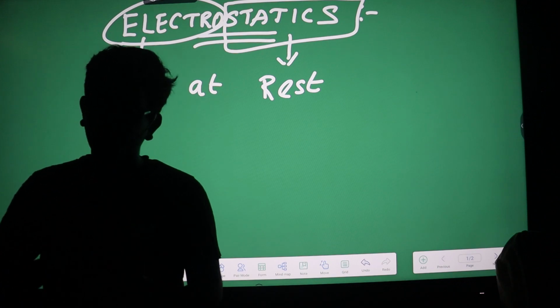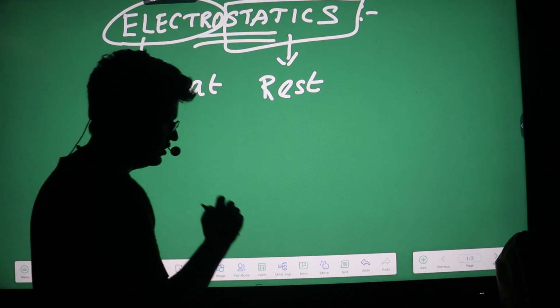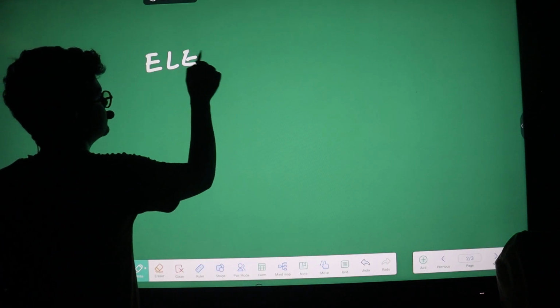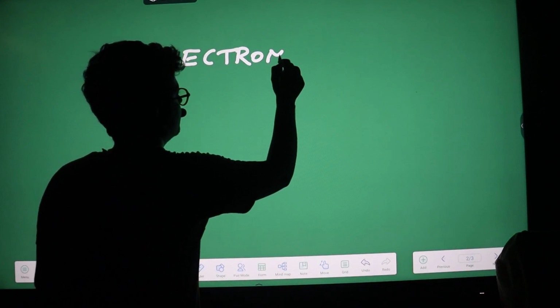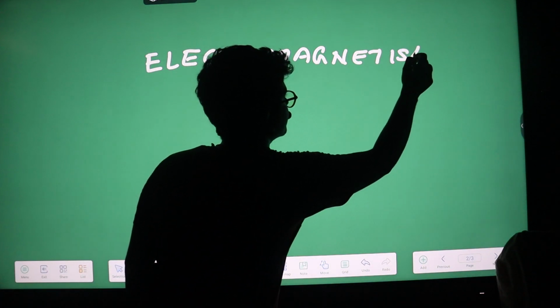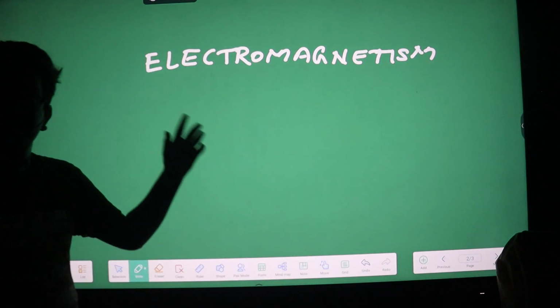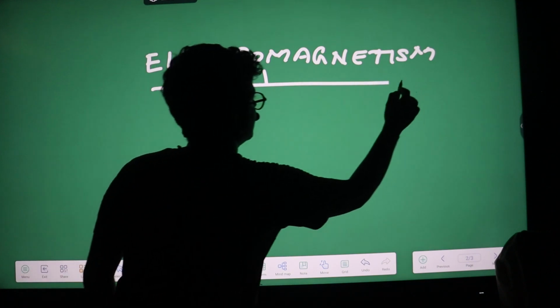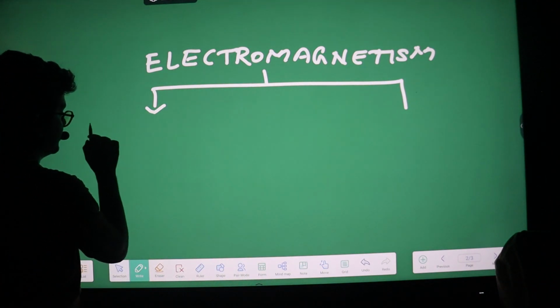You should know one more thing, right? Actually, you should know electromagnetism before going to electrostatics. Electromagnetism is a branch of physics which deals with two things. One is electrostatics.